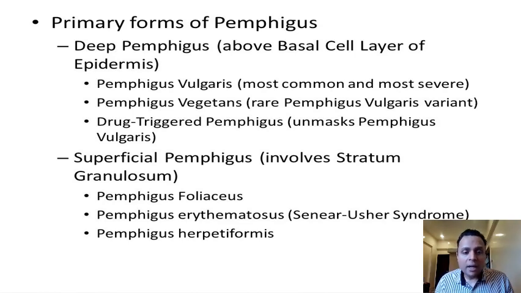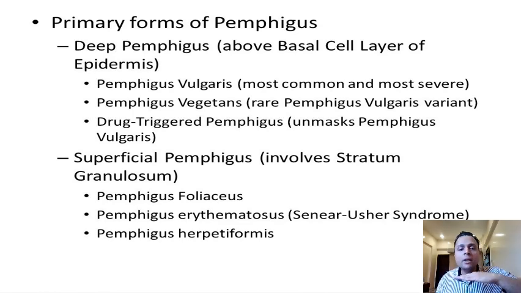Pemphigus vegetans, again I told you, is a rare pemphigus vulgaris variant only, because vegetating lesions in a pemphigus vulgaris patient tell you that lesions are actually healing well, there is re-epithelialization. Drug triggered pemphigus again unmasks pemphigus vulgaris. You can have drug triggered pemphigus foliaceus as well as pemphigus vulgaris. D-penicillamine causes the foliaceus variety. Superficial pemphigus means we are talking about pemphigus foliaceus.